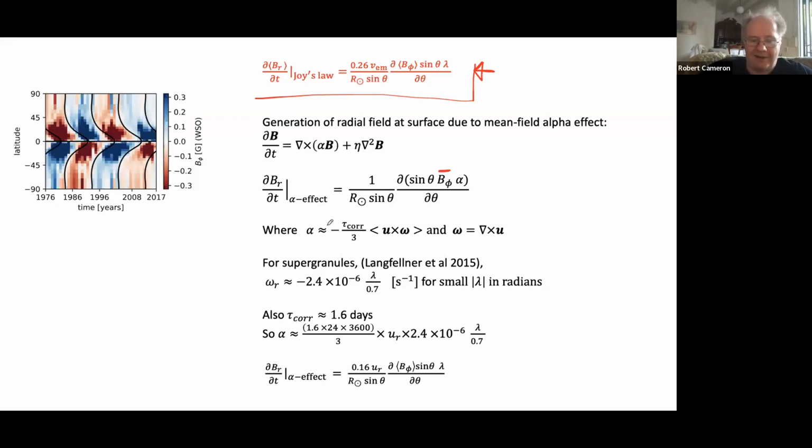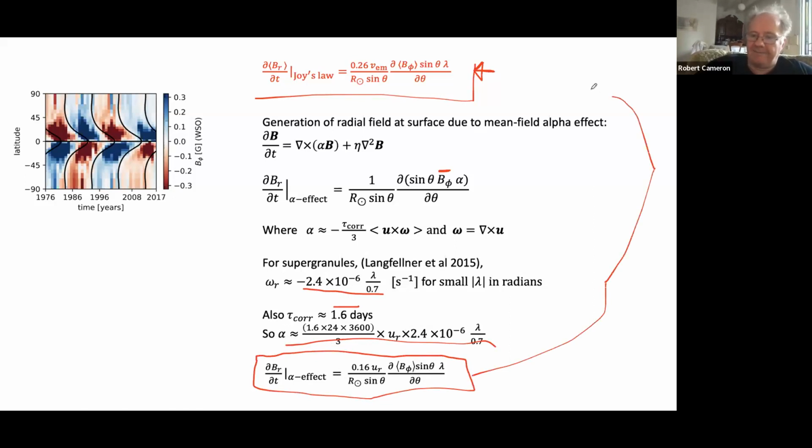We can estimate alpha at the surface, for example, due to supergranulation. The radial component of vorticity is this, we have a correlation length. And so we can calculate alpha due to, for example, the turbulent supergranulation motions. And we get this formula here. We can evaluate this numerically, and we find that the change in the radial field produced by a turbulent alpha effect has this form.